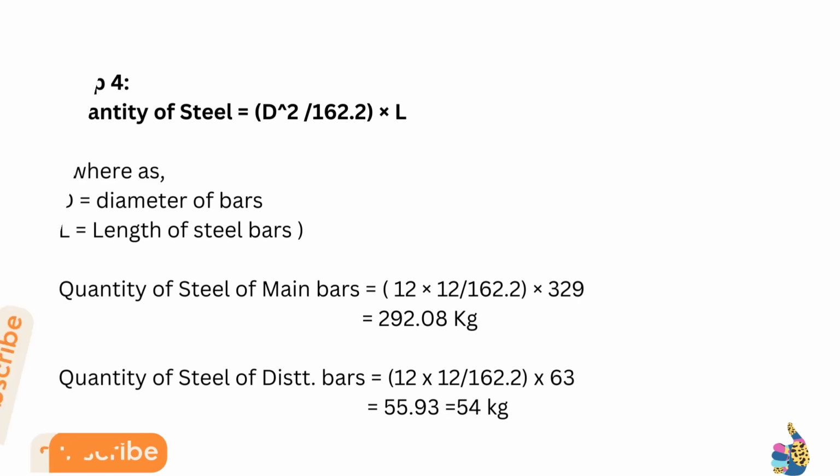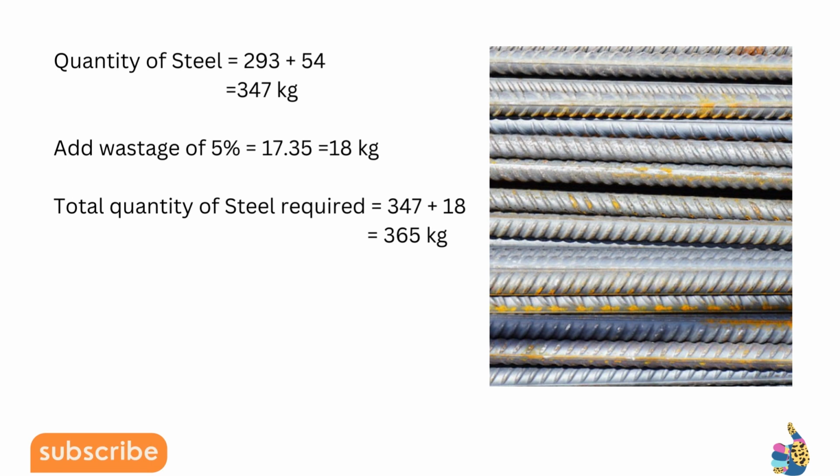Now what is the quantity of steel for main reinforcement and distribution reinforcement together? That's coming out to be 293.54 plus 54, that is 347 kg. We need to add some wastage also. We're taking a wastage of 5%, which is near about 18 kg. So the total quantity of steel reinforcement required for this example will be 365 kg.